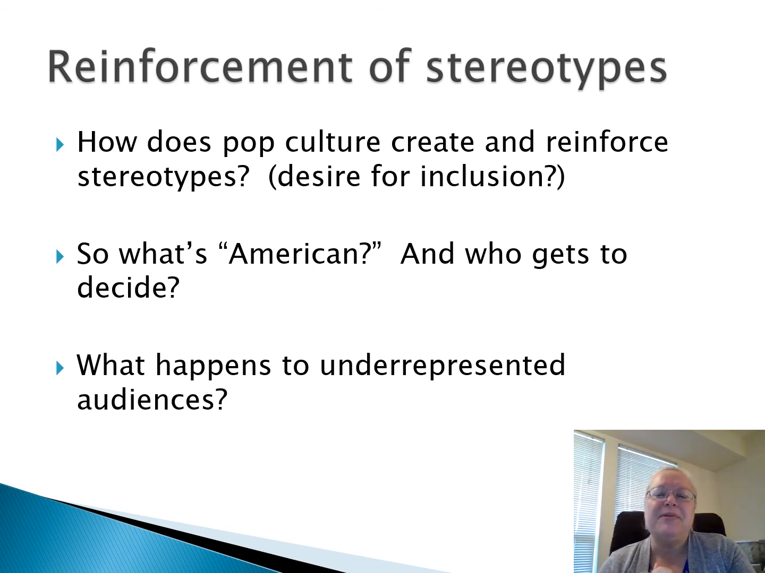And then think about what happens to underrepresented audiences, people who are rarely, if ever, depicted in any pop cultural artifacts, people who don't see someone who looks like them on a TV show or in a book. How does that reinforce the stereotype that those people don't matter or aren't worthy of having an opinion about how our community should be run?